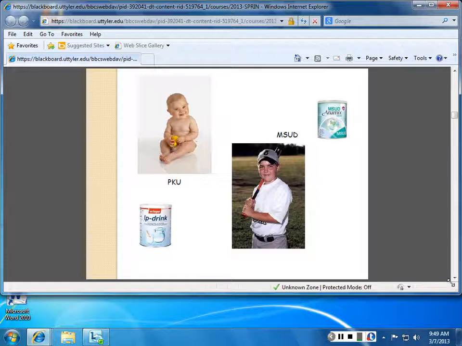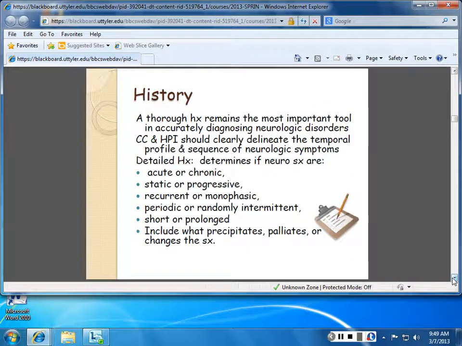Maple syrup urine disease, appearance isn't so abnormal, but again, it's an enzyme problem, and their urine smells like maple syrup. It's also managed by diet. If the diet isn't followed, then they can also have profound mental retardation. Remember, when we're doing assessment, a thorough history is the most important tool that we have to accurately diagnose anything, neuro disorders we're talking about today.